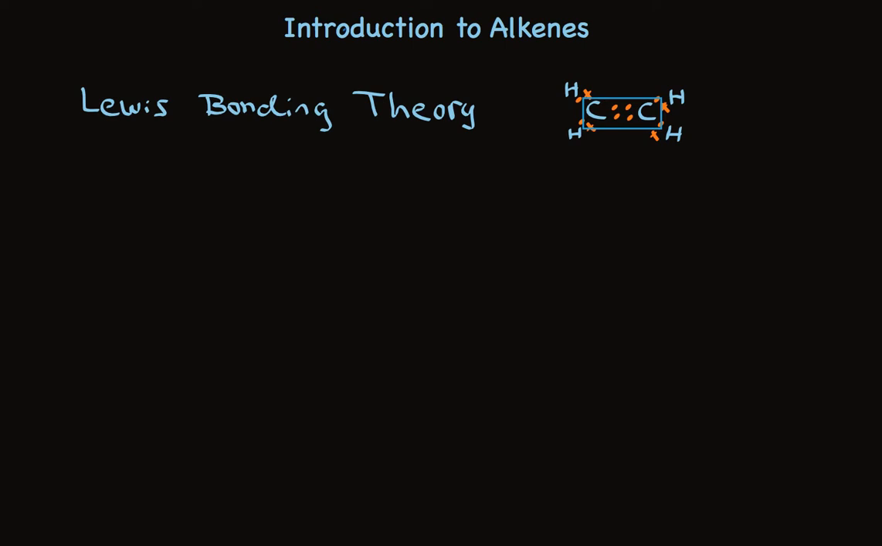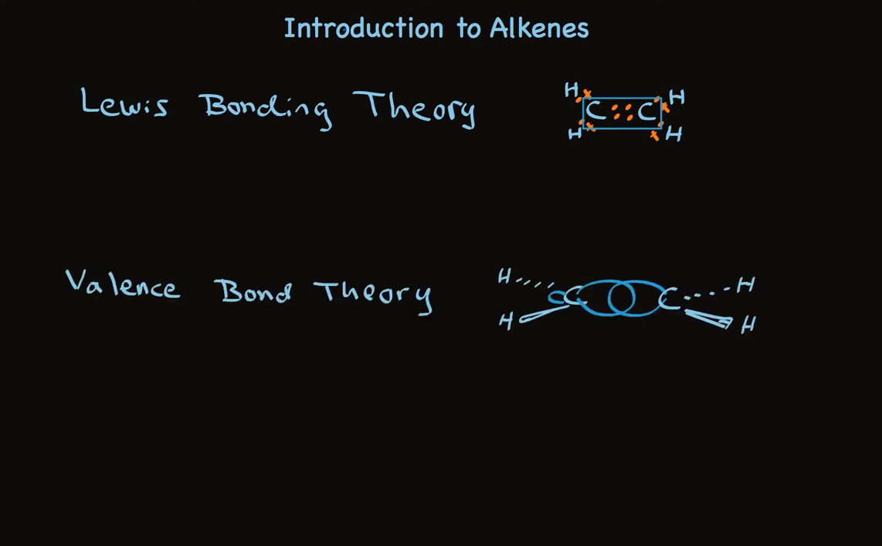The valence bond theory tells us much more. Remember, the valence bond theory suggests that bonding results from the overlap of orbitals. A carbon that has 3 things bonded to it, like an ethylene carbon, is sp2 hybridized, so it has 3 sp2 orbitals used for bonding. I've shown outlined in blue the sp2 orbital of one carbon overlapping with an sp2 orbital of a second carbon to make a sigma bond.